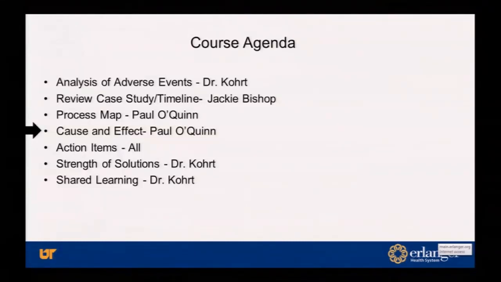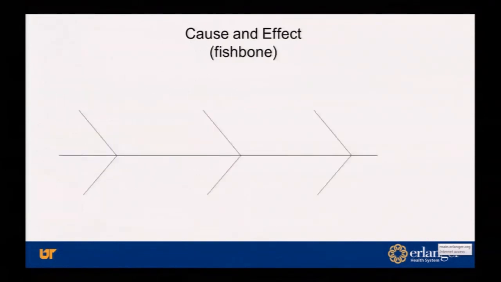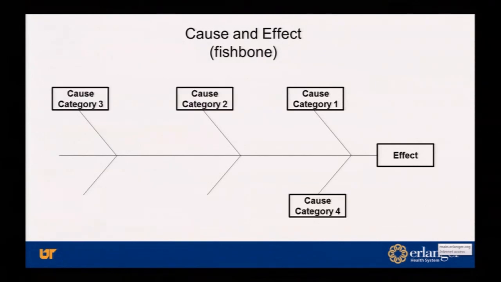But before we do that, we're going to talk a little bit about the cause and effect diagram. How many of you have done a fishbone? Quite a few of you. Very good. Cause and effect diagram is sometimes referred to as a fishbone for obvious reasons, right? Kind of looks like a fish. You have the effect at the front, and then the bones have cause categories on them.